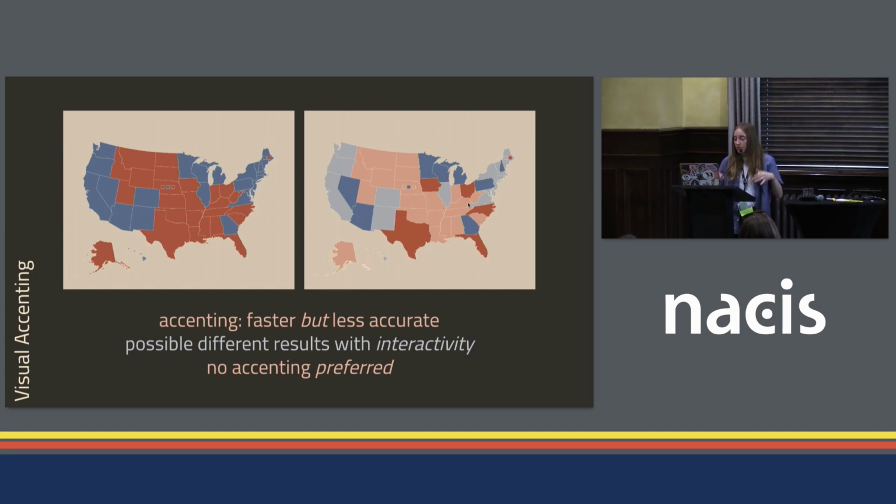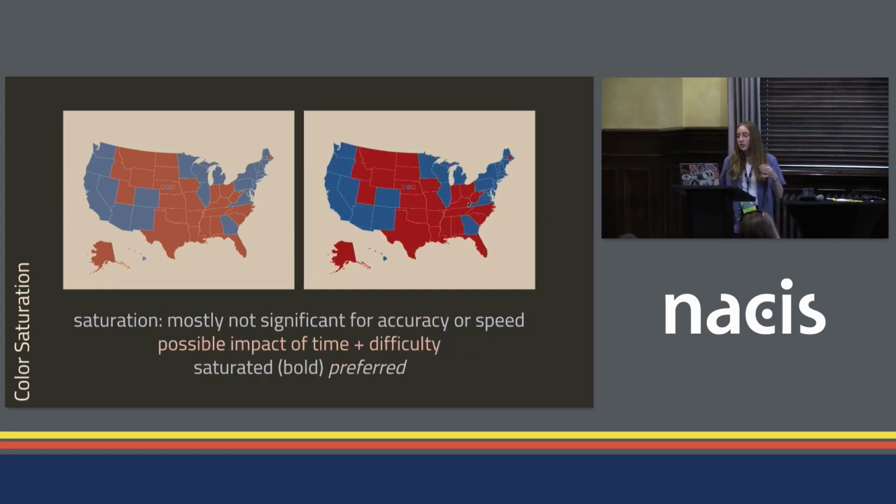Users preferred having no accenting. That is something that I'm finding pretty consistently throughout this study, that users have an idea of what they expect election maps to look like, so they are preferring those standards throughout my study. For color saturation, there was not a ton of information regarding accuracy and speed.